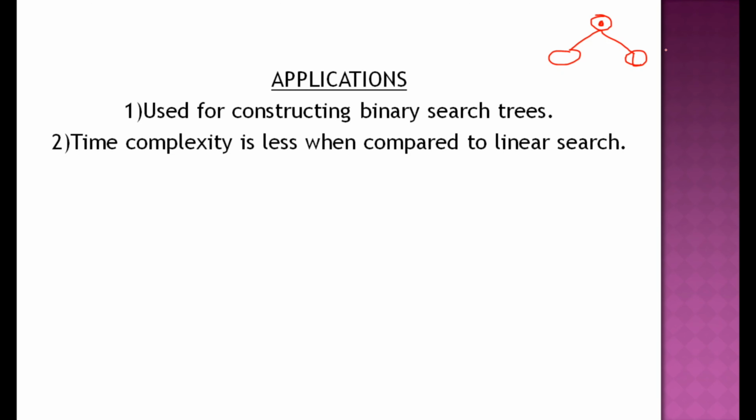Next, the time complexity is less when compared to linear search. In linear search, the time complexity is order of n, while in binary search, the time complexity is order of log n. Next, algorithm efficiency. As the time complexity is less, the efficiency of the algorithm is very good.